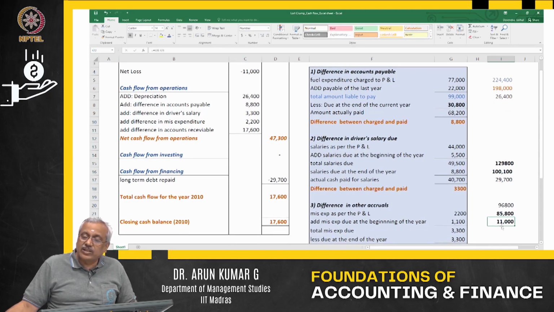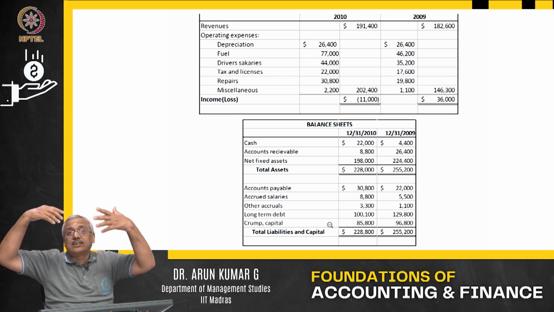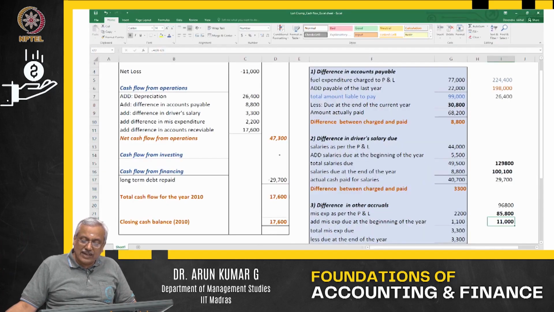The difference is 11,000. What is the loss you have incurred? The loss incurred is 11,000. 96,800 was the capital last year, minus that 11,000 loss, gives you 85,800. So that reduction is because of the loss, not because of repayment of capital. So let's go back to the cash flow statement.